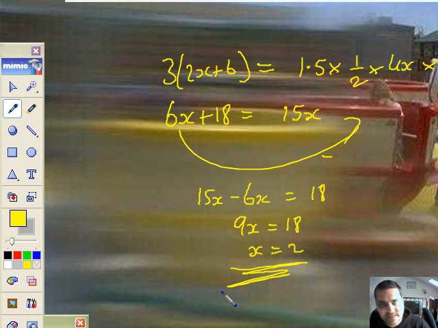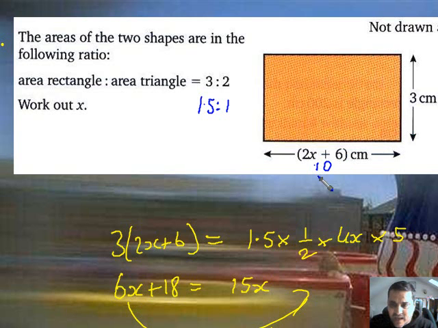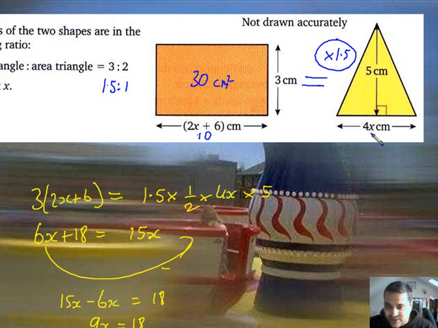Now let me just test that we got it right. x is 2. Let's substitute into here in working blue. So 2 times 2 is 4. 4 plus 6 is 10. That side is 10. And 3 times 10 is 30 centimetres squared. Now if x is 2 again here, I've got 8. 8 times 5 is 40. Half base times height comes to 20 centimetres squared. And look, the ratio 30 to 20, 3 to 2, is perfectly right.